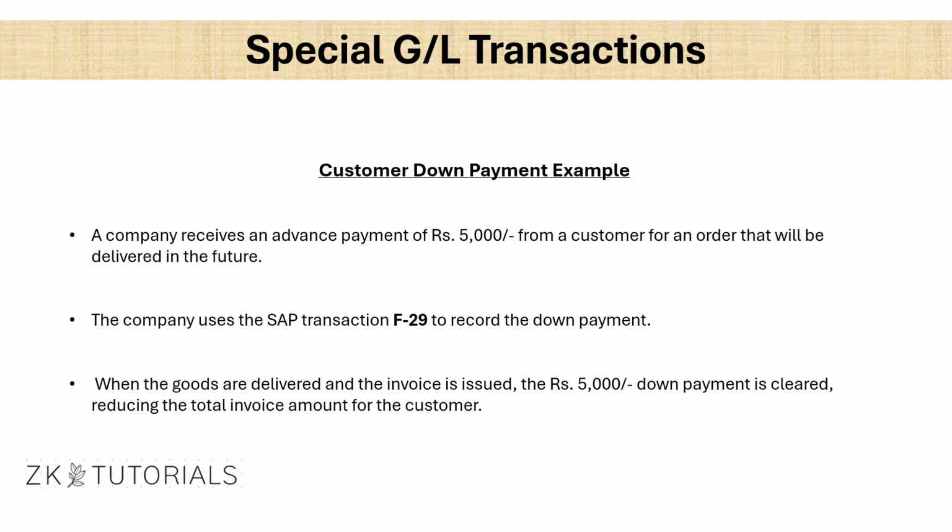So when we give the invoice, we will tell the customer that the advance we have received is 5,000, and the total invoice is 50,000. As you have already paid 5,000 as an advance, now you need to pay only 45,000 of the invoice. So whenever we give the invoice, we will ask him to pay only 45,000. This is how special GL transactions work.